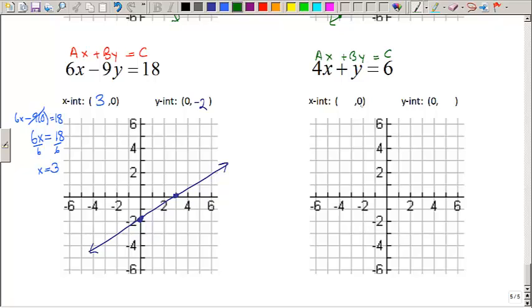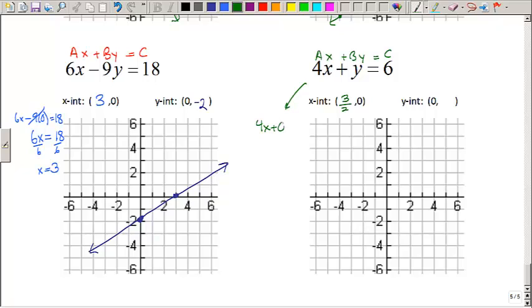If I want to find the x-intercept, I plug in 0 for y, or essentially cover up y with your finger. I'm left with 4x equals 6, so divide both sides by 4. Some of you could probably do that in your head. And I get 3/2. I'm going to go ahead and erase that. If you're having a hard time with it, you're always welcome just to write it out to the side.